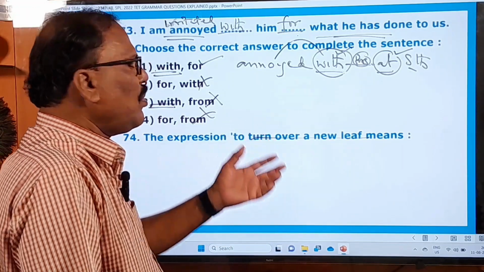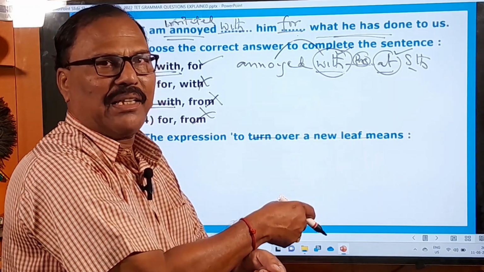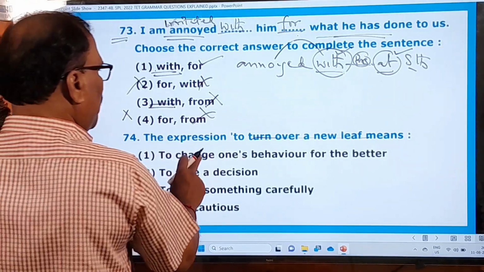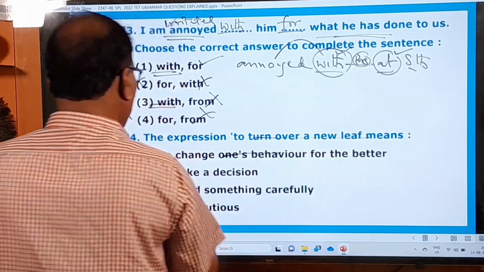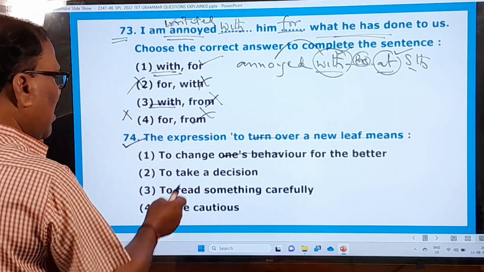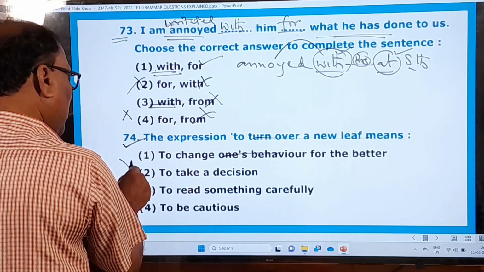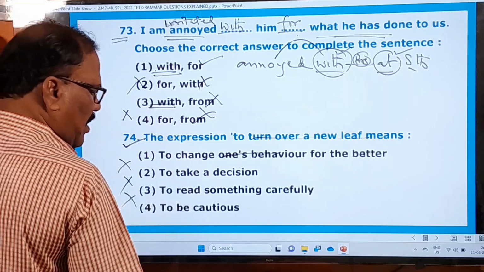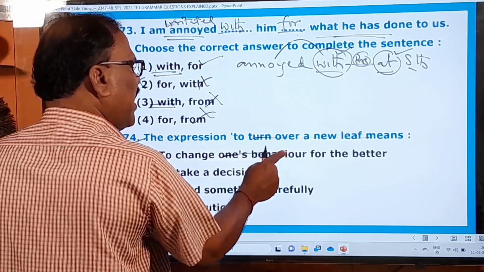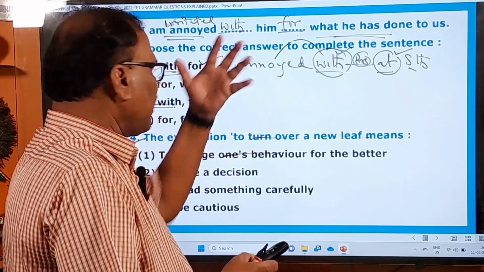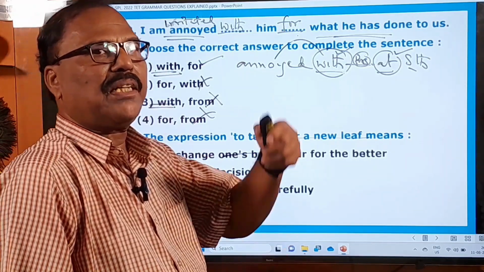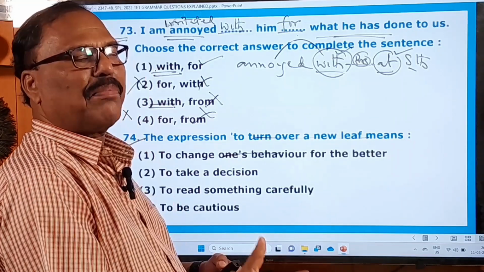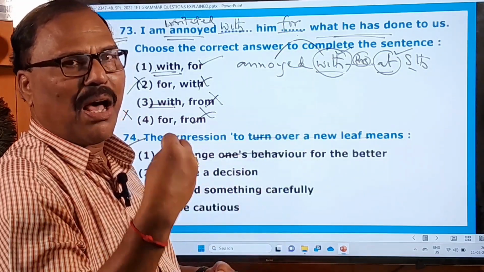So to turn over a new leaf does not mean turning over a new leaf here. What is the meaning of that? Let us see here. So 4 options are given. Here, to change one's behavior for the better. The very first option is the right one and the other options are wrong. To take a decision, to read something carefully, to be cautious. So these 3 options are wrong. Only the first option is the right one. What is that? To change one's behavior for the better, that is, changing one's conduct. I'll give you one example. He turned over a new leaf and he stopped smoking. He changed his behavior and stopped smoking.